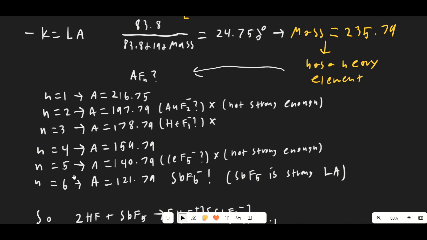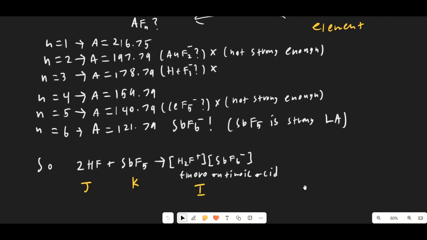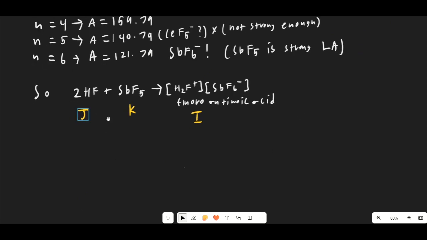However, when we get to n equals 6, we get that our other element here is going to have a molar mass of 121.79, which matches up perfectly with antimony, which gives our anion being SbF6-. It turns out that SbF5 is pretty famous in that it's an incredibly strong Lewis acid. It'll accept a fluoride ion from basically anything. So, this tells us our identities of J and K.